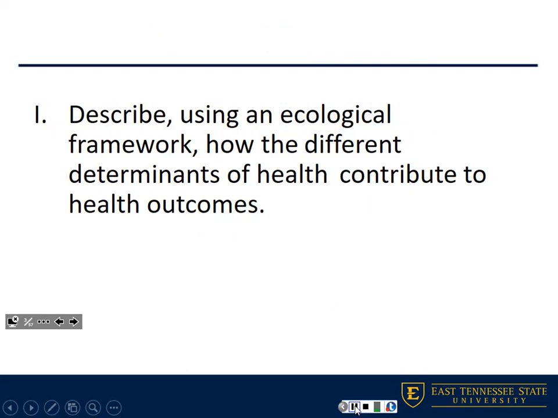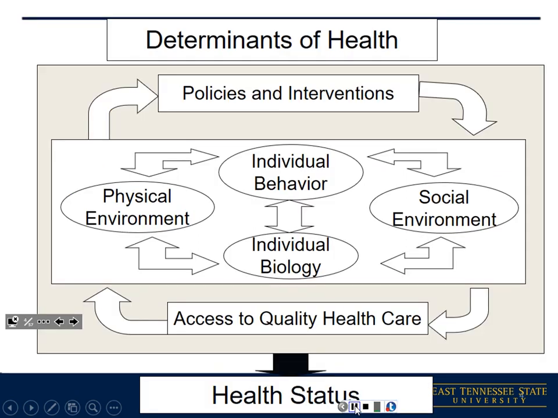So our first objective, again, is to identify and describe how the different determinants of health influence population health outcomes, and to do so using a broad ecological framework. Now, I suspect that you have seen this slide before, right? At the beginning of the semester. I would even venture to say that it was during the very first class session. Okay, do folks remember this?